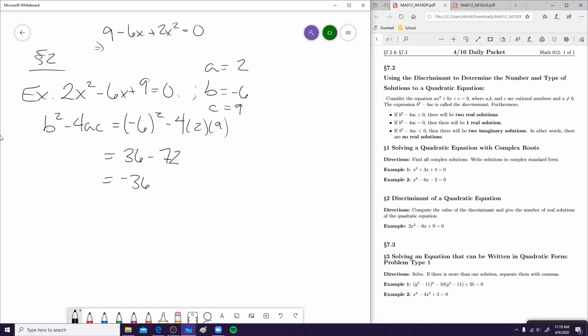Okay. -36, is that greater than 0, equal to 0, or less than 0? -36 is negative, so it is less than 0. Because it is less than 0, we know that, so we got to really be careful with our directions. It says give the number of real solutions. Since it's the real solutions, our answer is no real solutions.